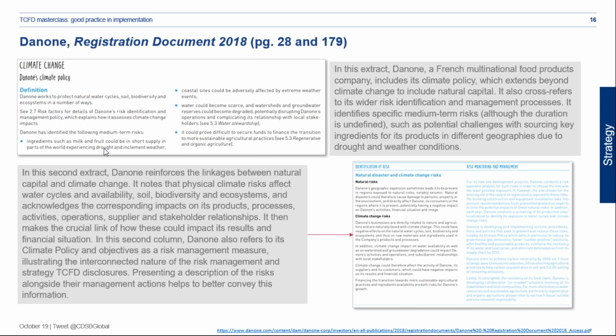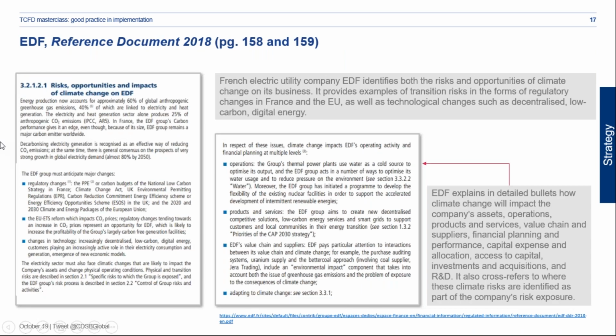If we turn to the next example from strategy, this is an example from the French firm EDF, which is a power utility. And there's a couple of interesting things that I'd like to point out here from this disclosure excerpt. First, EDF has identified both the risks and the opportunities associated with climate change on its business. Specifically, it's providing an example of transition risks in the form of regulatory changes in France and in the European Union, as well as technological changes associated with an increasingly decentralized, low-carbon digital economy, which may lead to the emergence of new economic models associated with power generation and consumption.